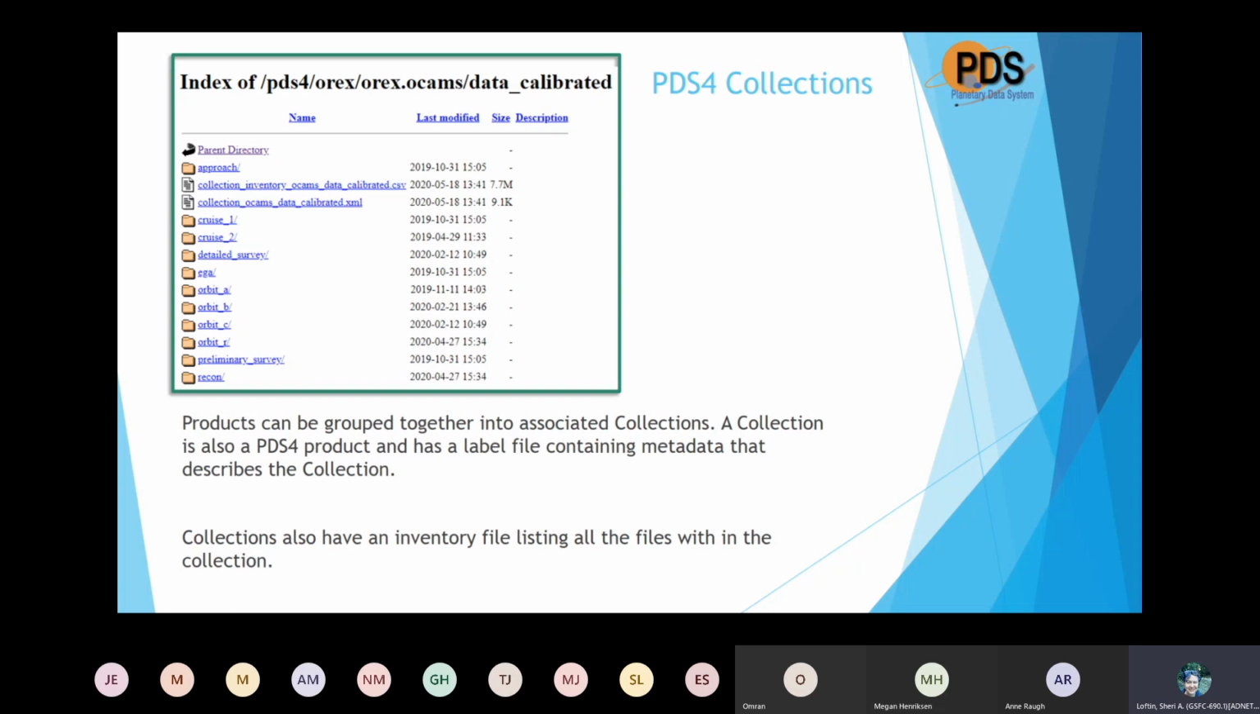to submit to the PDS. One of the things to also notice in this particular, so I'm using OSIRIS-REx as an example here, and so this is the data calibrated collection from the OCAMS instrument on OSIRIS-REx. And one of the things to notice is there are folders or directories within this collection. These are not collections within a collection. So that can be confusing for some. We've had that question before.